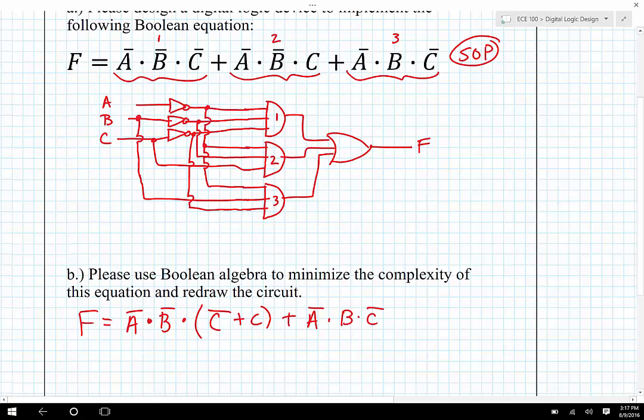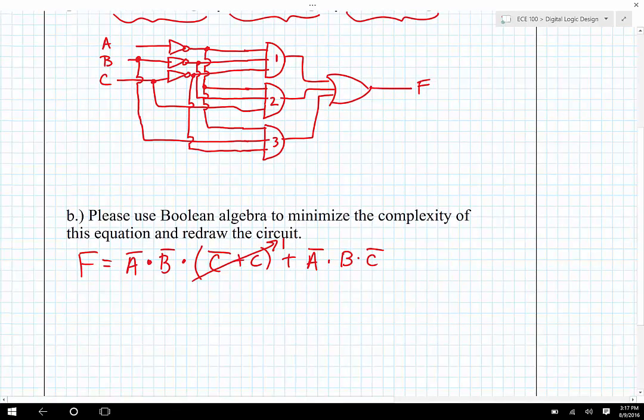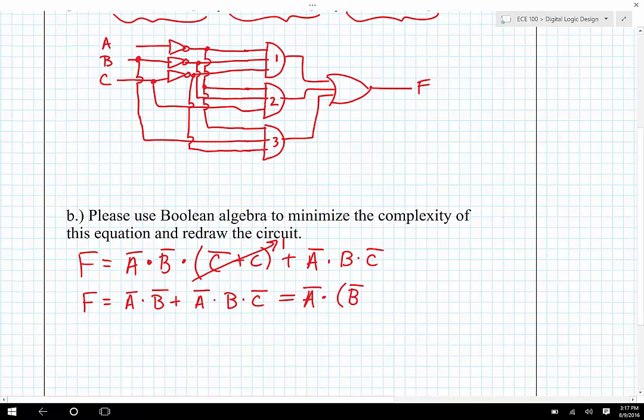Okay, we can now say this is going to be equal to 1, and we understand that if you AND anything with 1, you get that thing back. So now I have F equals not A and not B, or not A and B and not C. Okay, I'm going to factor a not A out of both of those terms. So I have not A and not B, or B and not C.